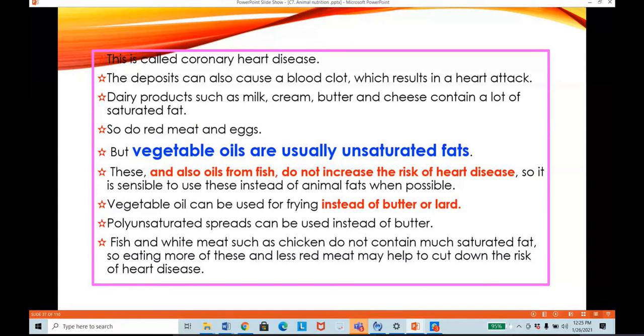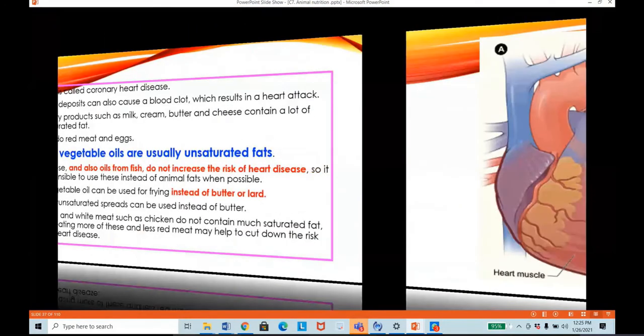Similarly, we should include vegetable oils, which have unsaturated fats, instead of fats from animal origin, like butter or lard. We can substitute that with any kind of vegetable oil, and we can also substitute butter with margarine, which is also made up of plant products. Polyunsaturated spreads like margarine can be used instead of butter, and white meat like fish and chicken can be used instead of red meat, because they do not contain much saturated fat. So eating more of these and less red meat may help to cut down the risk of heart disease.